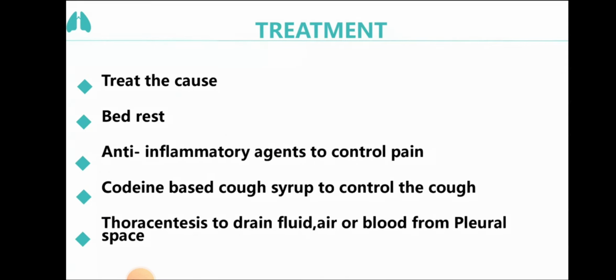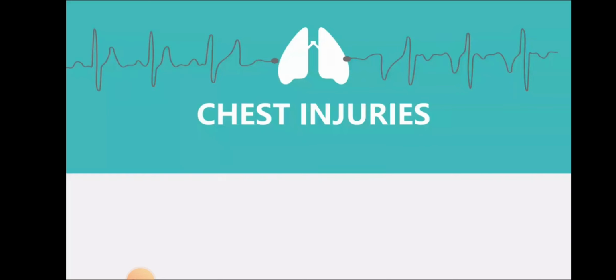Next is chest injuries. Chest injuries occur in almost 80% of road traffic accidents. In wounds, about 10% of wounds, chest injuries can occur. And in those killed in battles and all, in those cases also chest injuries may occur. The types of chest injuries are classified into two: closed and open.